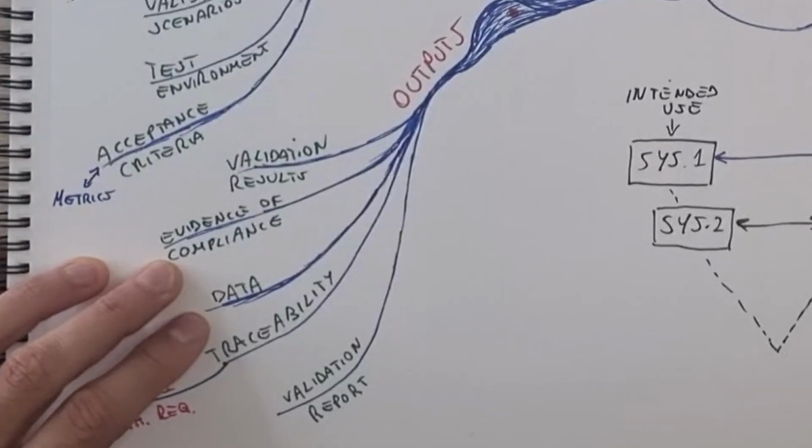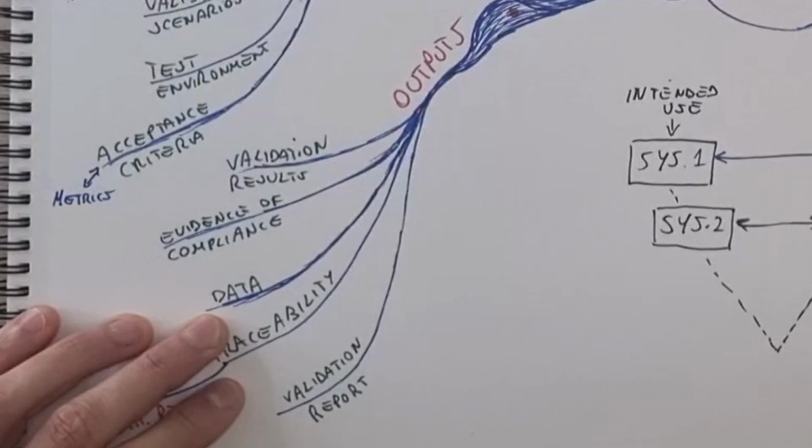Then we have confirmed evidence of compliance or non-compliance. Depending on the outcome of the validation, you'll have either an acceptance confirmation, for example, a customer sign-off, or action items for further improvement. We have also updated validation environment and process data. This is the feedback and lessons learned for future validation activities.